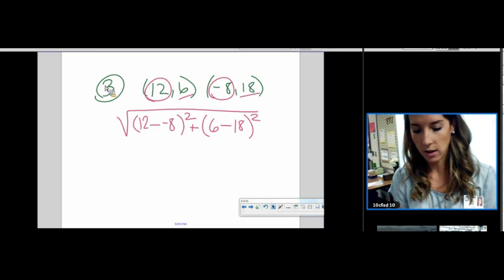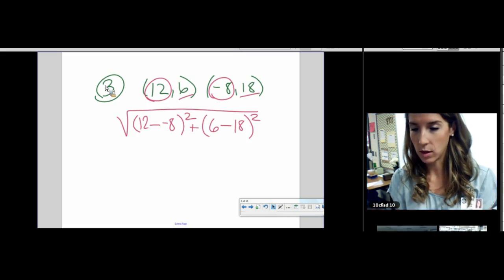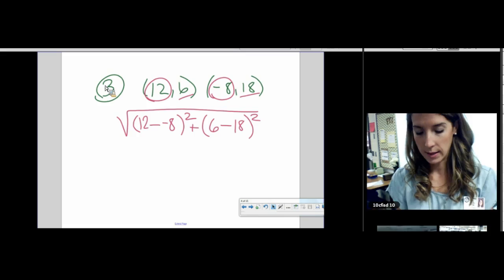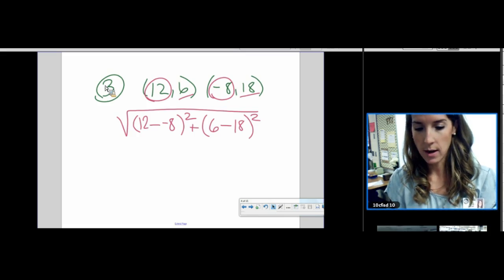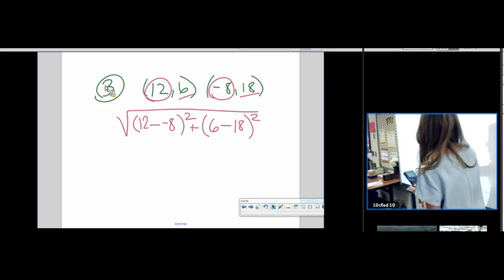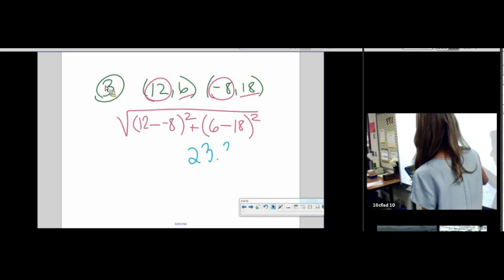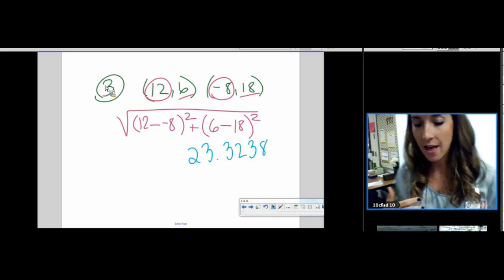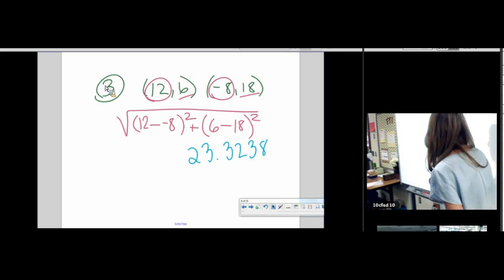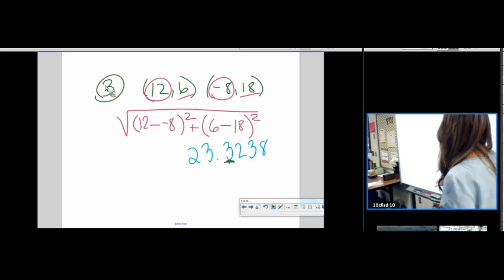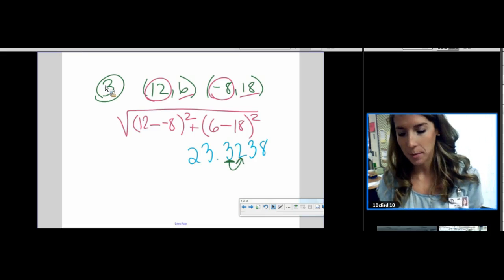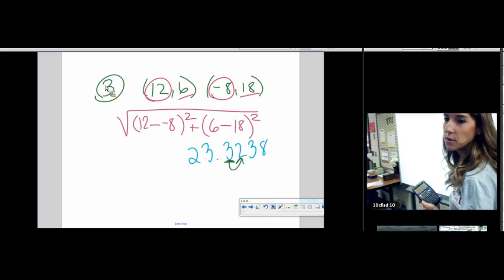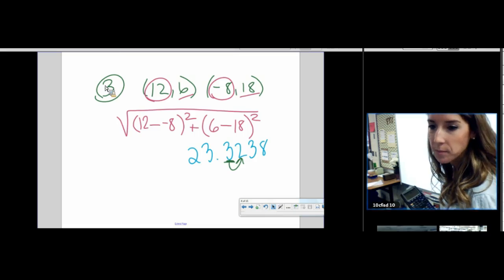You can go straight to your calculator and do square root of, parenthesis open, 12 minus -8, squared, parentheses closed before you square it, plus 6 minus 18 squared, and you get 23.3238, and it says to round to the nearest tenth. The nearest tenth would be this point right here. You ask your neighbor, do I stay a 3 or do I bump up? And your neighbor says, stay a 3. So 23.3.